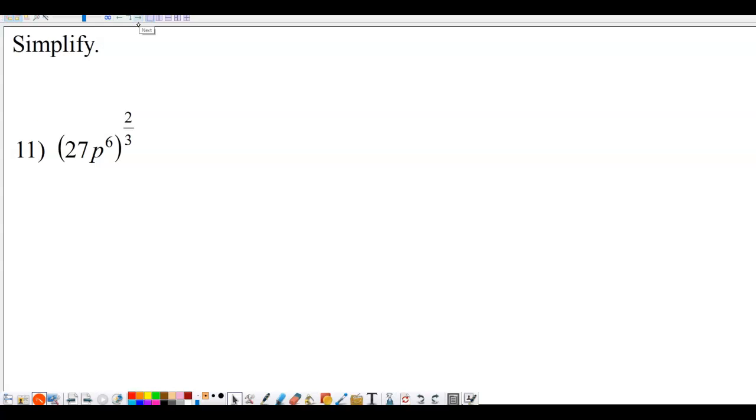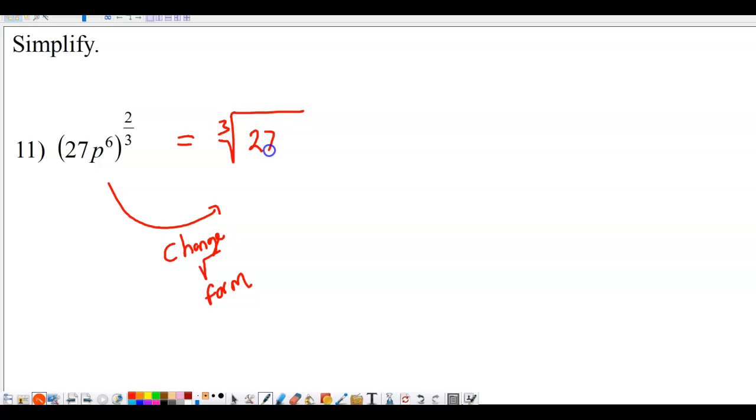So let's go ahead and take that fact and what we've learned about square roots a little bit and simplify an expression like this now. All right, so the first thing that we're going to do is we're going to change it into root form. So that's going to be the cube root of 27p to the 6th, squared. Right? This is my root, this is my power. They go here and here.